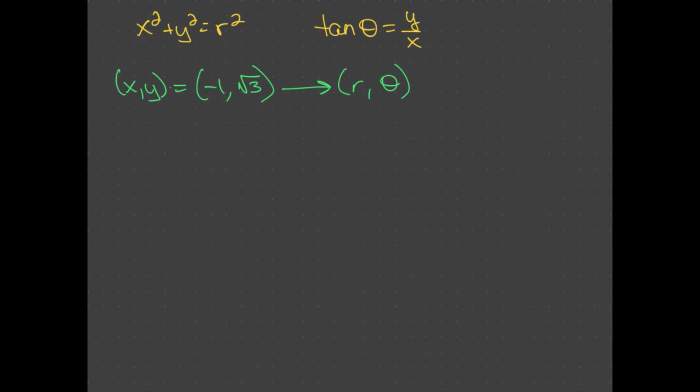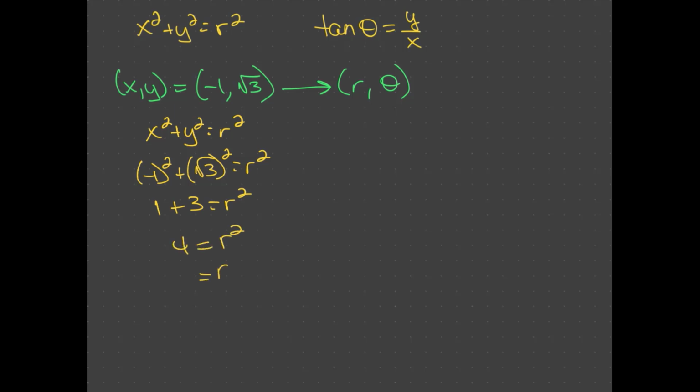So to figure out our r, we're going to use this guy up here, right? So x squared plus y squared equals r squared. So we have -1 squared plus the square root of 3 squared equals r squared. -1 squared is 1. Square root of 3 squared is 3. So 4 equals r squared. We're going to take the square root of both sides, and we get a positive and a negative 2, but since we're talking about the radius and that distance, we know it's going to be the positive 2.